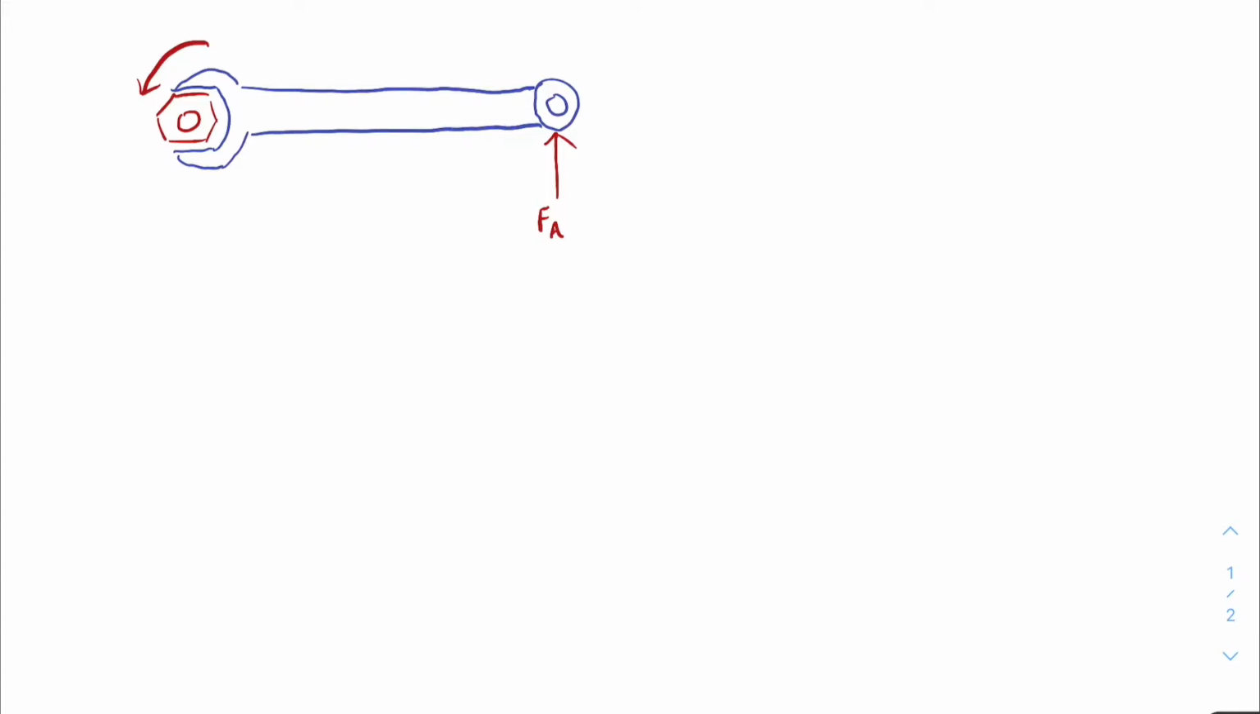Notice the perpendicular distance between the applied force and the center of rotation. We can call this radius A. To calculate the torque applied by force A, we can just multiply these two quantities. Note that torque is represented by the Greek letter tau.